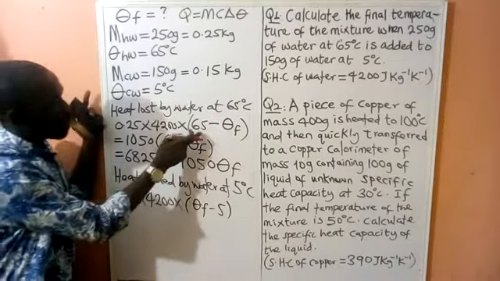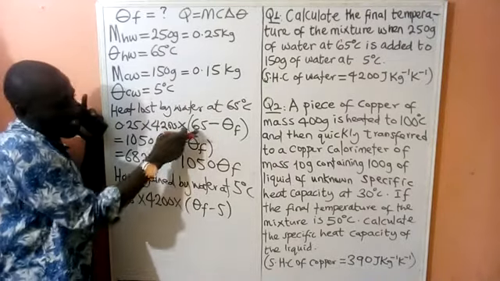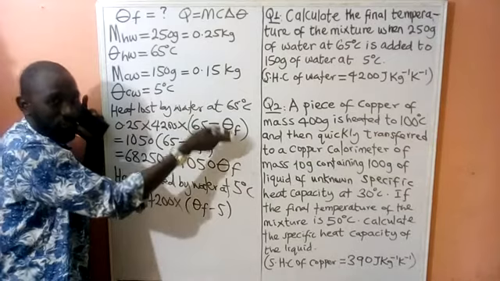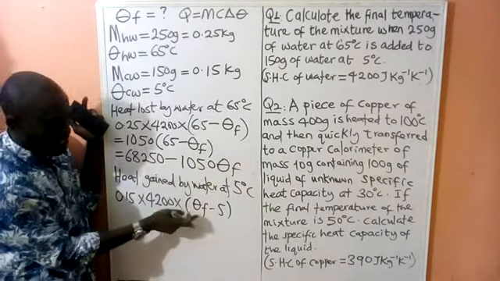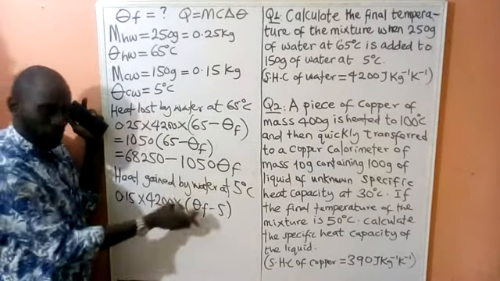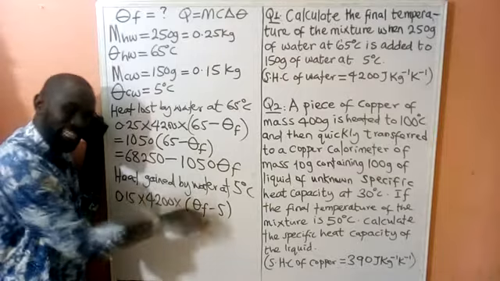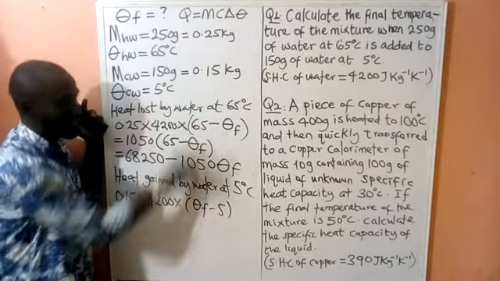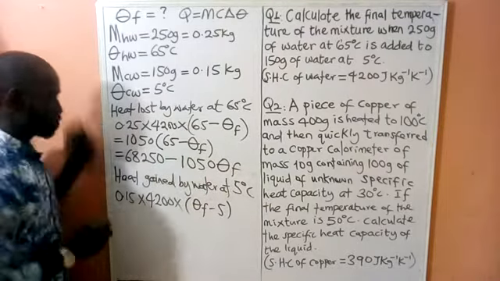Look at this. Because this one is losing heat, it means its own temperature will be more than the final temperature of the mixture. But because this body is gaining heat, the final temperature of the mixture will be more than its own temperature. Make sure you understand these two concepts. It's very key, okay?